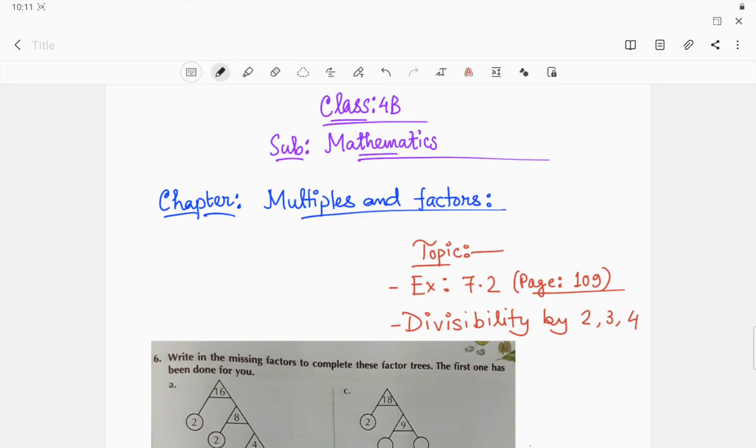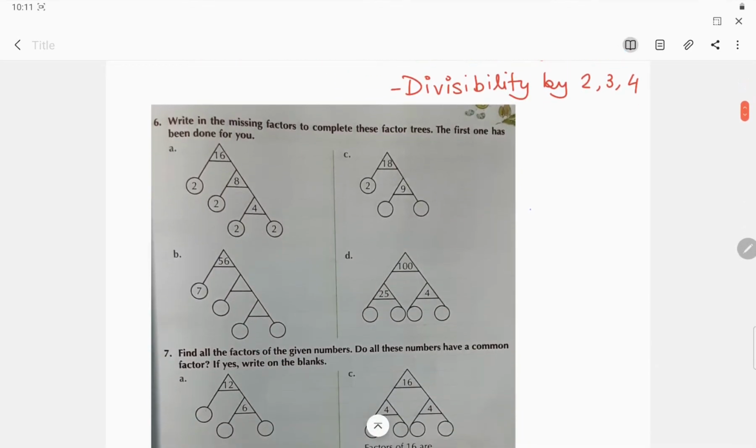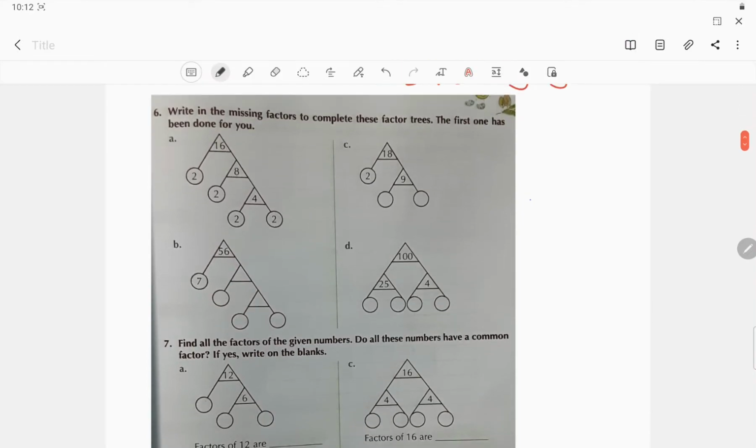So now today in exercise 7.2, that is on your page number 109, we will do question number 6, that is, write in the missing factors to complete these factor trees. The first one has been done for you. So let us start.